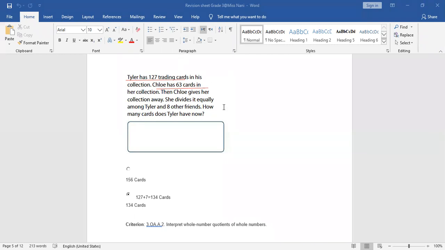So Taylor and 8 other friends will be Taylor, which is 1, plus 8, equals 9. So she divides it equally among Taylor and 8 friends. How many cards does Taylor have now? So the answer will be, my lovely girls, 127 plus the cards that he will take from Chloe. So how many cards will he take from Chloe? He will take from Chloe 63 divided among the 9 persons.